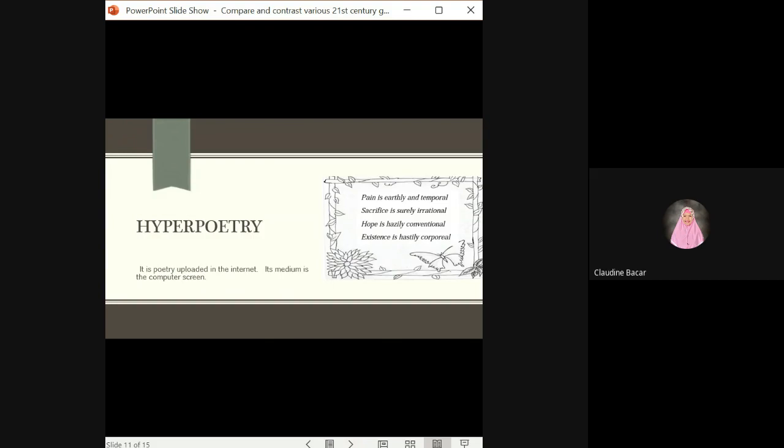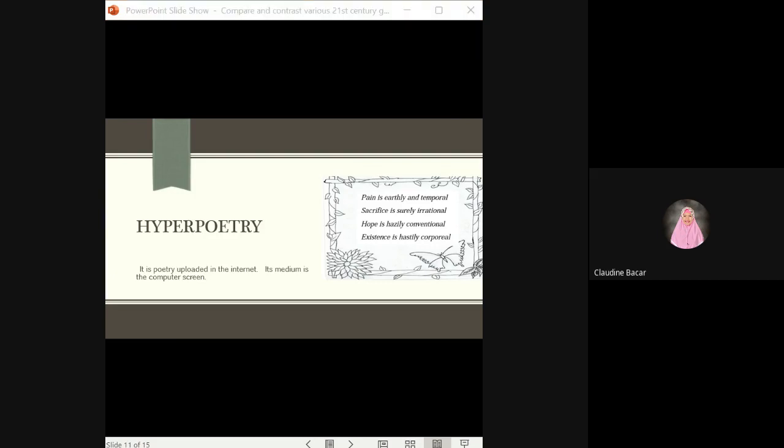So when we talk about hyperpoetry, it is poetry uploaded in the internet. So its medium is the computer screen. This is an example of hyperpoetry. The poem on the screen says: pain is earthly and temporal, sacrifice is surely irrational, hope is hazily conventional, existence is hazily corporeal. So those poems or poetry uploaded in the internet, we can consider them as hyperpoetry.